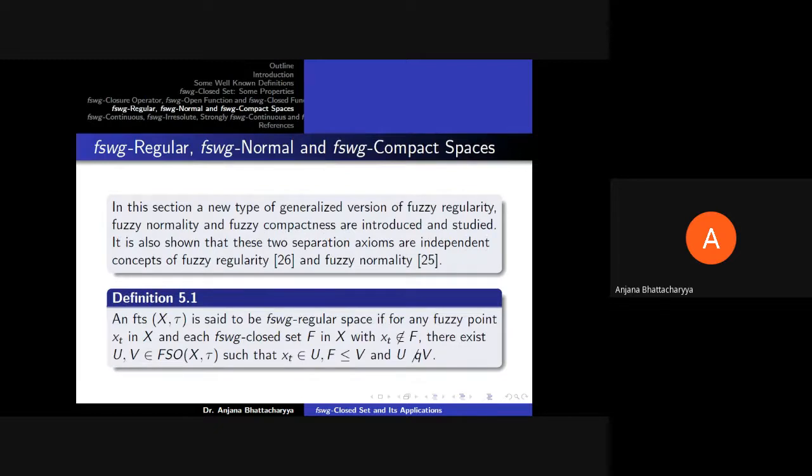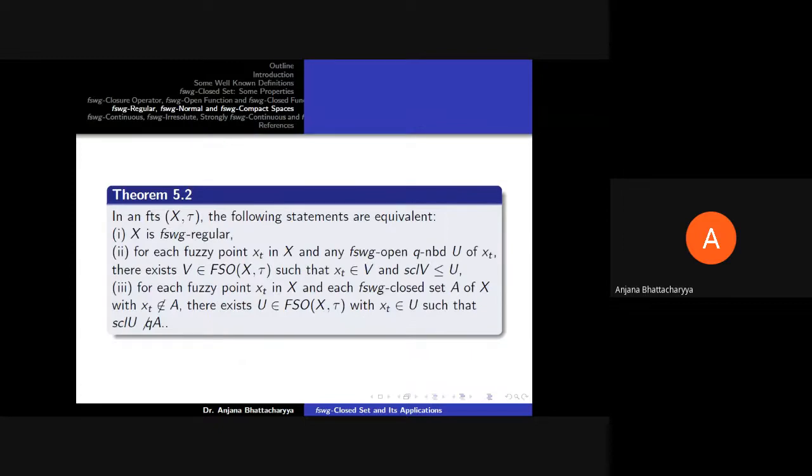Now come to the next section. Here we first introduce the FSWG regular space. An FTS (X, τ) is said to be FSWG regular if for any fuzzy point xt in X and each FSWG closed set F not containing xt, there exist two fuzzy semi-open sets U, V, one containing xt, another containing F, and U and V are not Q-coincident. This is the characterization of this space.